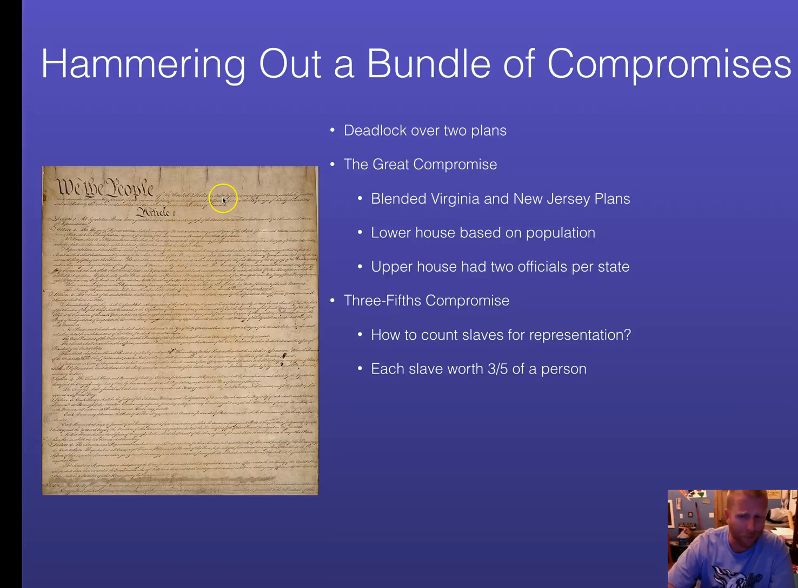So each slave is worth 3/5 of a person, though the word slavery is not actually used in the Constitution until the 13th Amendment when they banned it. They had some servitude things kind of going on there, different languages. And then they also, as a compromise, in return, the South agreed to ban the slave trade from foreign countries in 20 years.